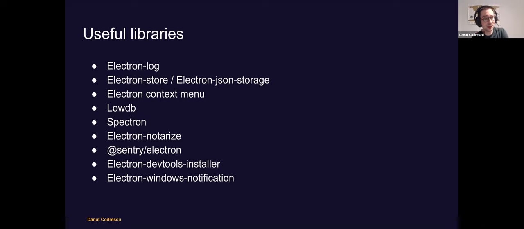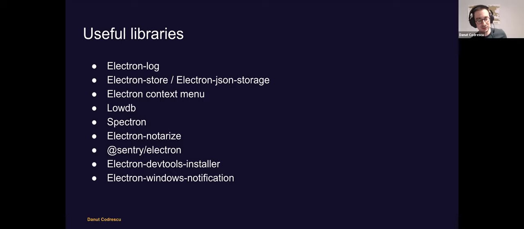In the demo, you'll see that it's using SQLite. But of course, sometimes you have to handle the annoying part of running native code with node-gyp and stuff like that. With LowDB, you don't have this problem. Spectron is an end-to-end test framework for Electron. It's very, very good and very easy to use.